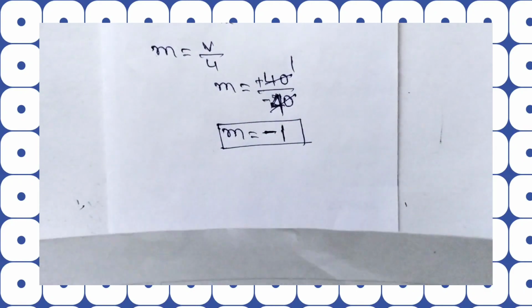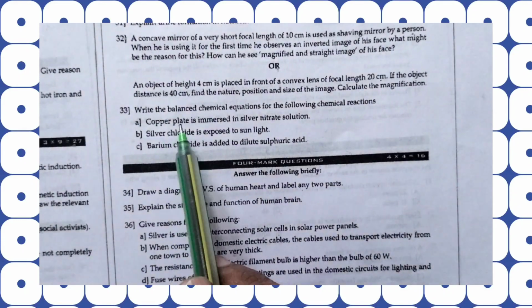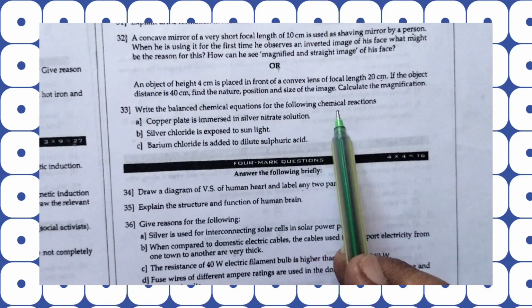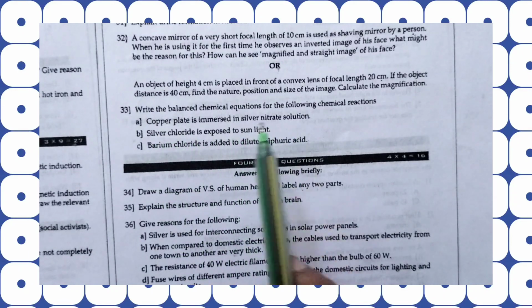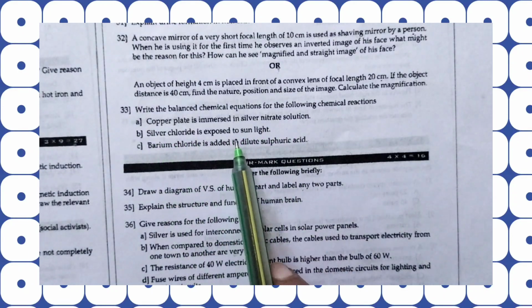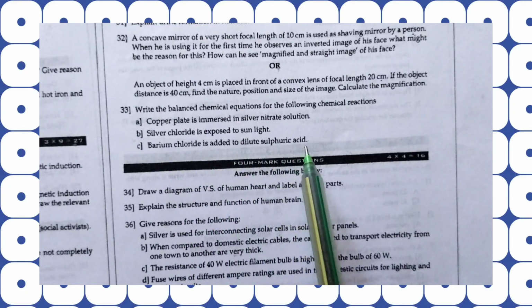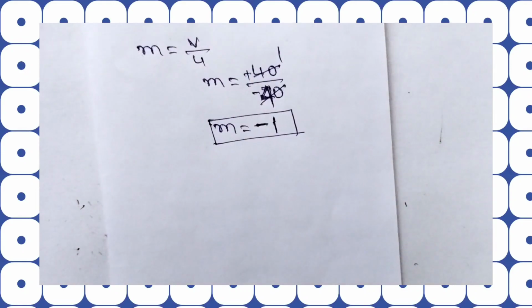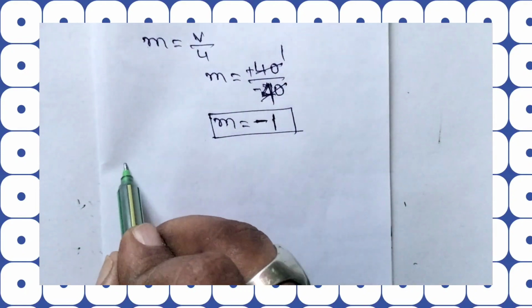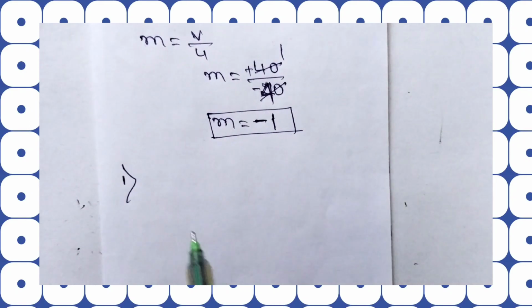And regarding 3 marks, the last question of 3 marks is: write the balanced chemical equation for the following chemical reactions. Copper plate is immersed in silver nitrate solution. Silver chloride is exposed to sunlight. Barium chloride is added to dilute sulfuric acid. So now let us answer all the three questions. Coming to the first question, let us write the balanced equation for when copper plate is immersed in silver nitrate solution.